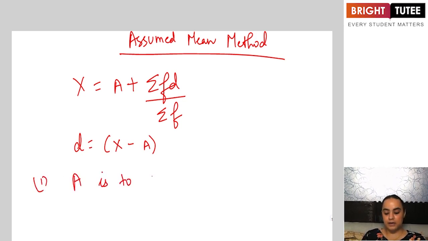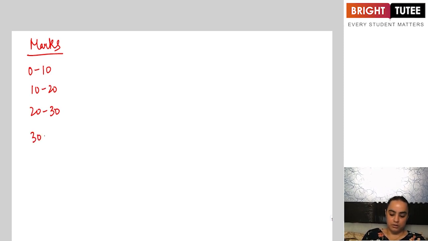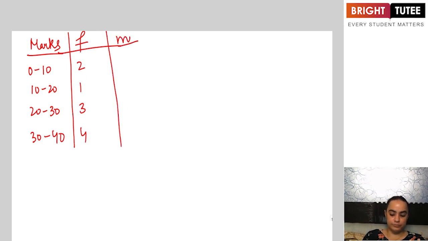A is to be taken out of M, the middle value. Let us look at an example now. My marks were given to me: 0 to 10, 10 to 20, 20 to 30, 30 to 40. The frequencies are 2, 1, 3, 4. What is my middle value? 5, 15, 25 and 35.